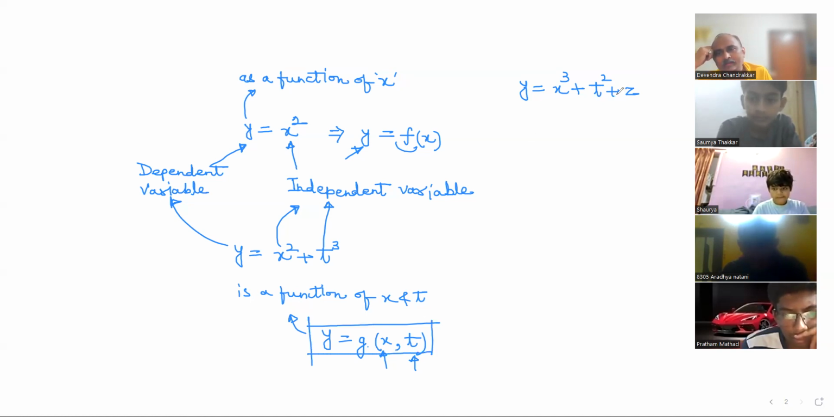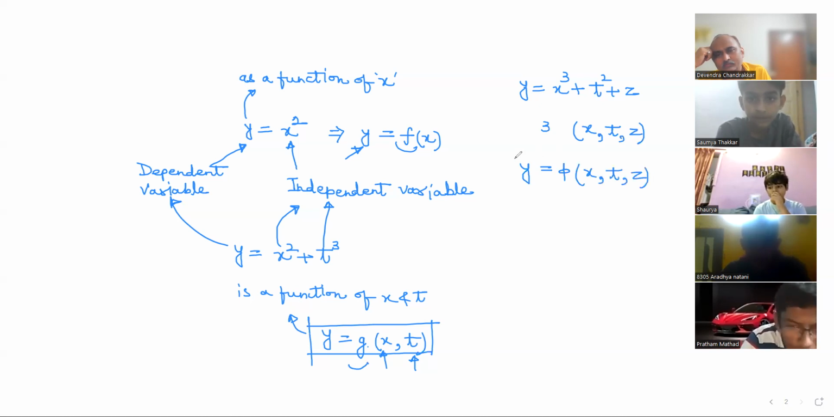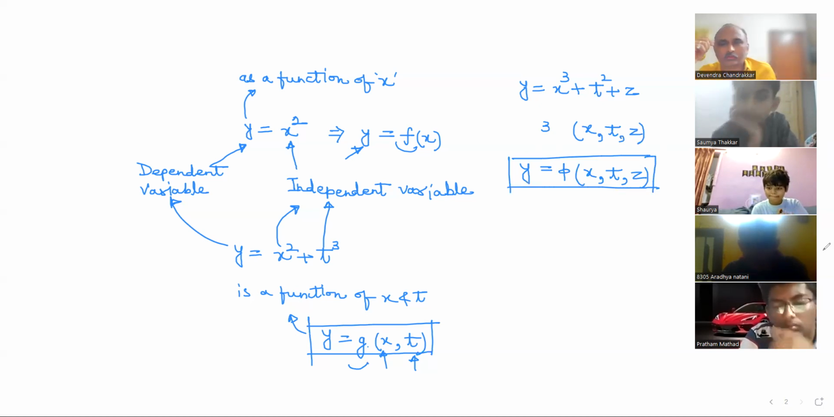Now, how can we write this in this notation? If I want to write y in this format, we have three independent variables, and those are x, t, and z, right? So we can show it as y equals f(x, t, z). Yes or no? Yes. So this is how we write functions.